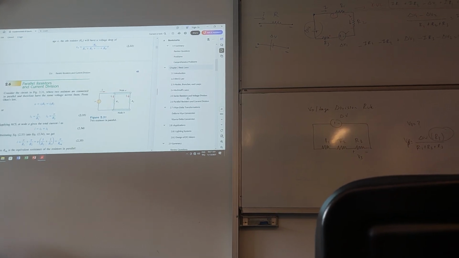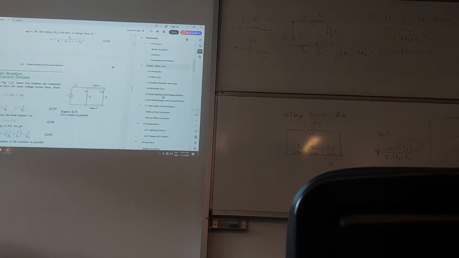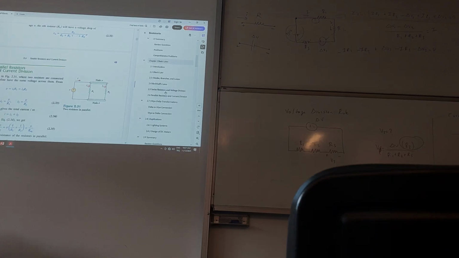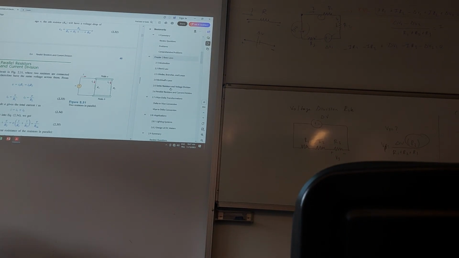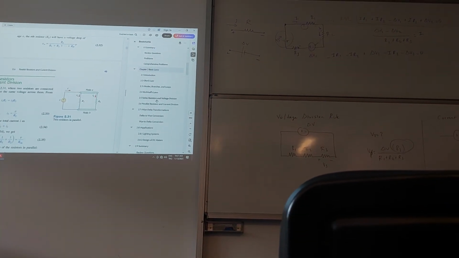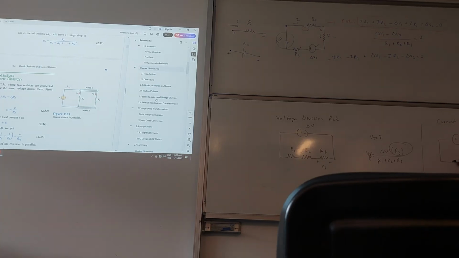And in case of current division, we don't want to have a potential source. When we have a current, actually it's not really true. I might also have this one still. So it doesn't have to be really a current source. I can still use this one.